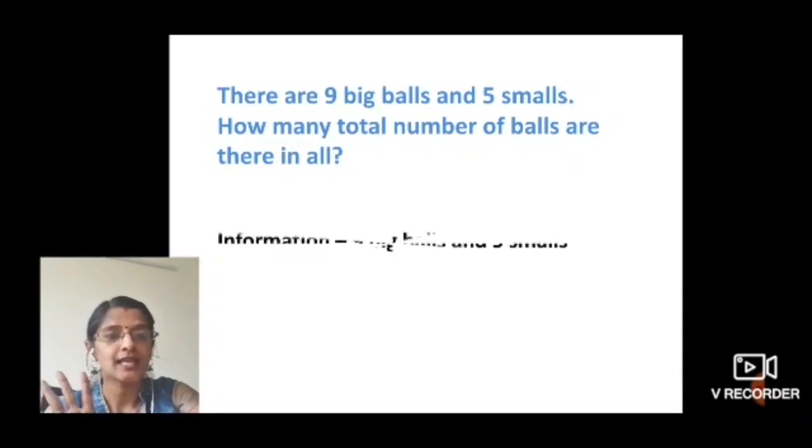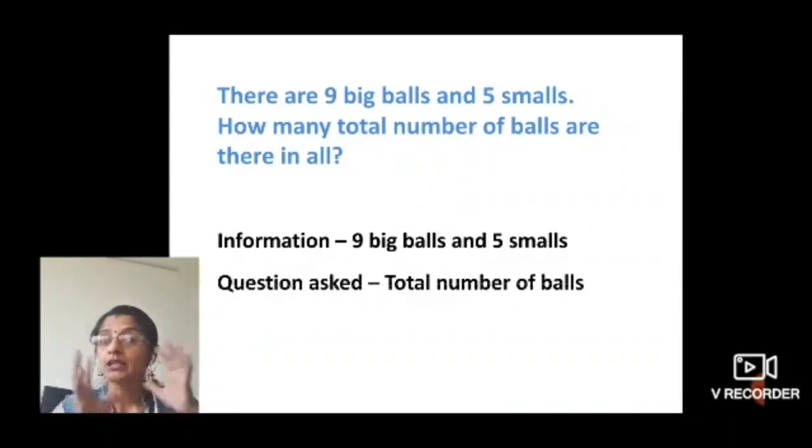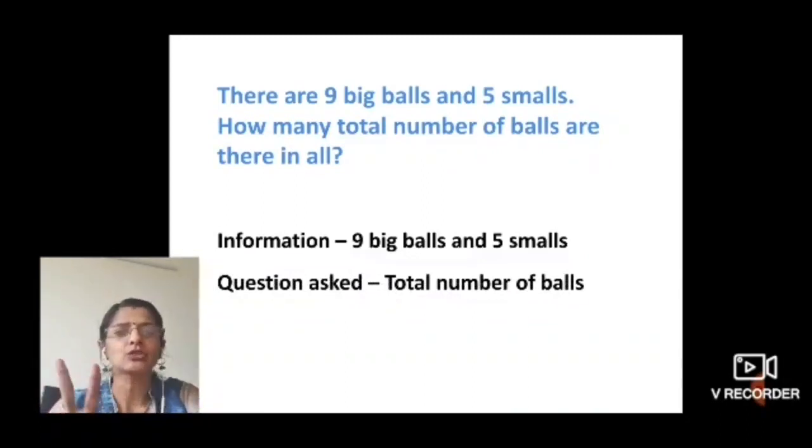And then the second thing you need to do is see what we are supposed to do in the question. What exactly is the question? That is the total number of balls. We need to find out the total number of balls. Correct? So if you find these two things out, it will be very easy for you to answer. Got it? So let's see.